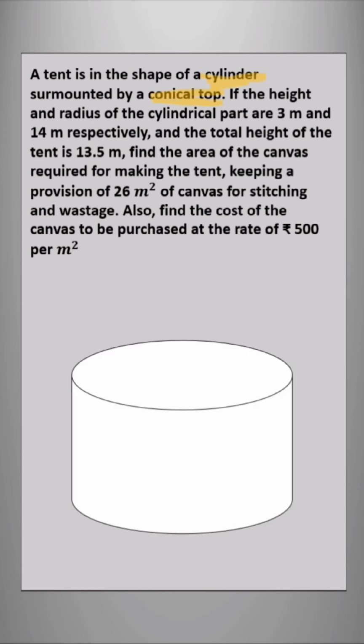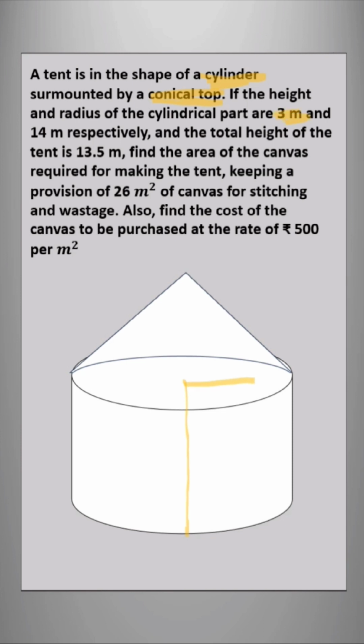The other question is, a tent is in the shape of a cylinder surmounted by a conical top. The height and radius of the cylindrical part are 3 meter and 14 meter respectively. Cylindrical part height is 3 meter. Radius of the cylindrical part is 14 meter. And the total height is 13.5 meter.